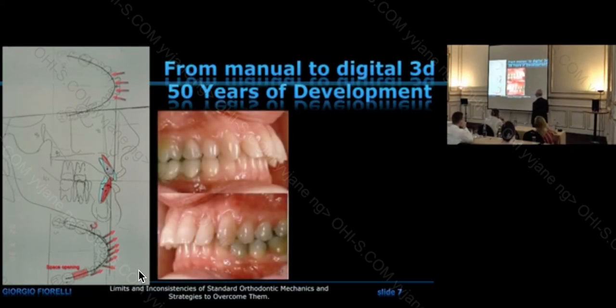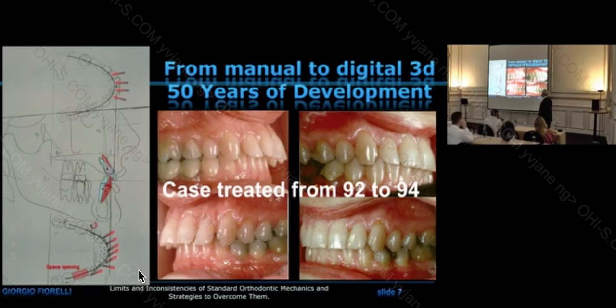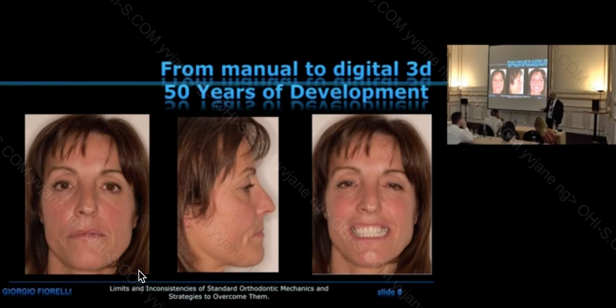And this was a case that was treated many years ago. You see, there was an analogic picture. At the end of the treatment it was 95. It's mirrored, so this is 95. The case was treated from 92 to 94, so this picture was taken just after. And now we do the same things, but with much more powerful tools. I mean, we are evolving and we're getting better, but still keeping the same principles.